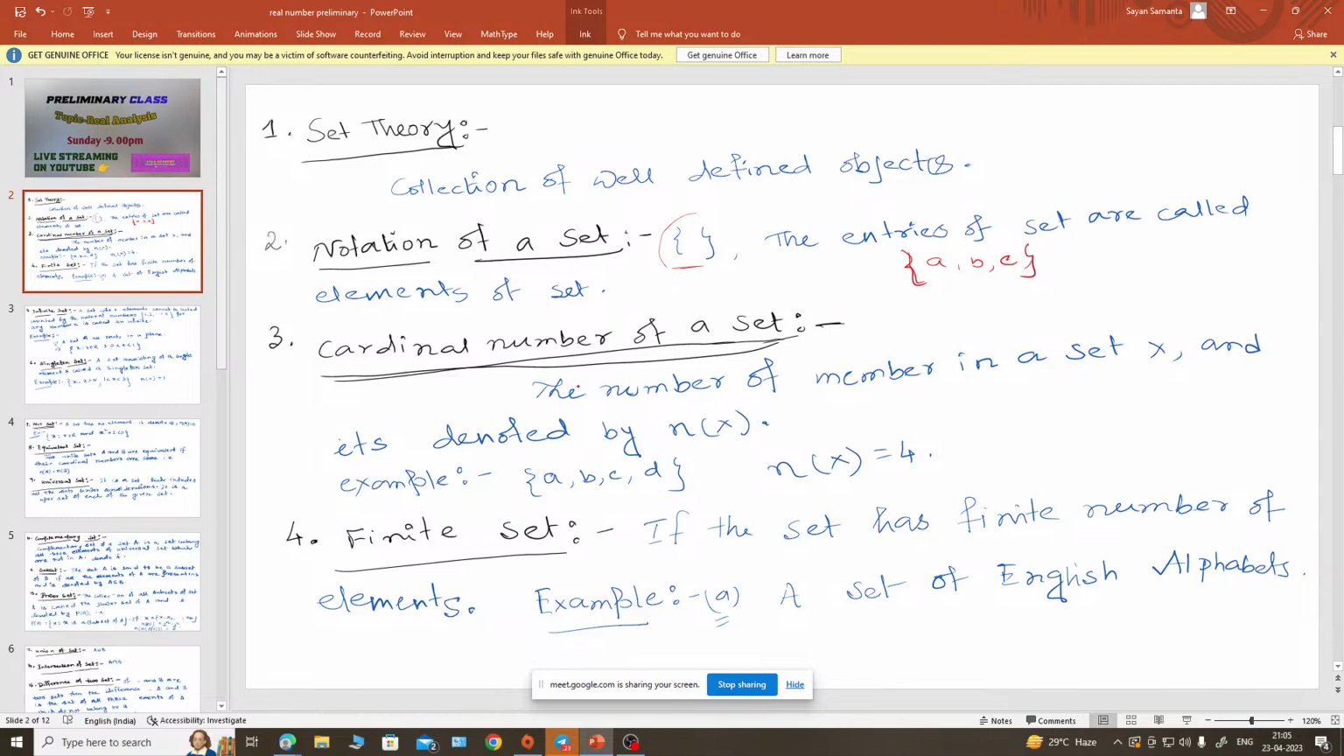Next, cardinality number of a set. Cardinality means length, the number of members in a set X, and it's denoted by n of X. For example, if we consider A, B, C, D as the entries of a set, here 1, 2, 3, 4, there are 4 members, so the cardinal number of the set is 4.